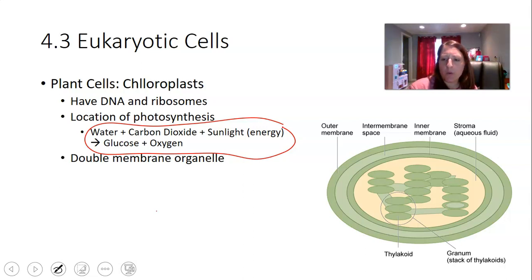Again, it's a double membrane organelle that's compartmentalized. We've got an inner and outer membrane. We've got a central fluid here called the stroma. We've got these disc-shaped structures called thylakoids, which in a stack are called the granum. This is where photosynthesis will take place. Chloroplasts also, just like mitochondria, have their own ribosomes, and they also have their own small circular DNA, which again leads back to that endosymbiont theory, which is pretty cool.